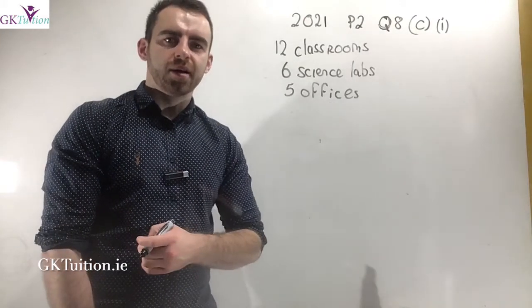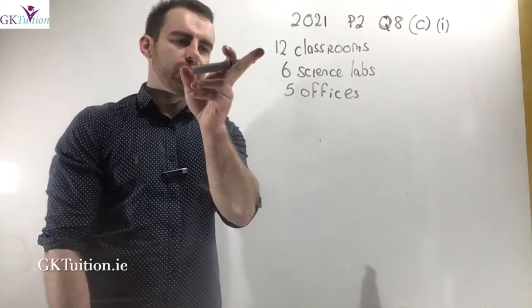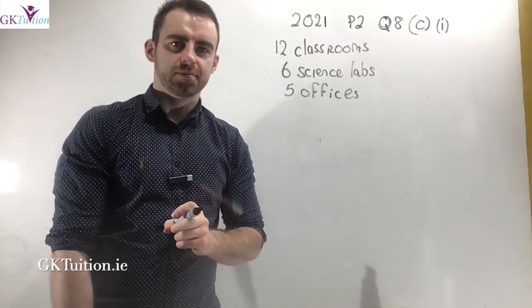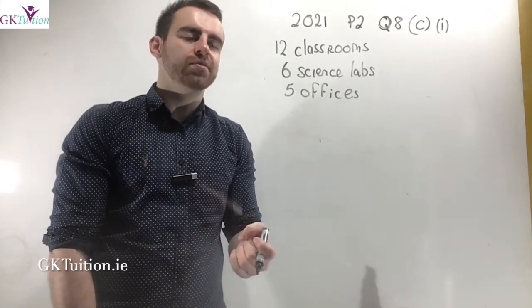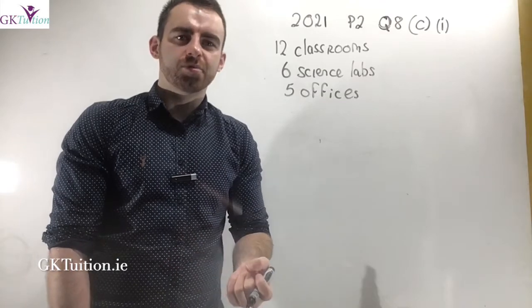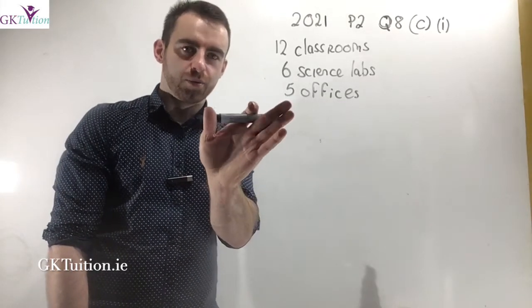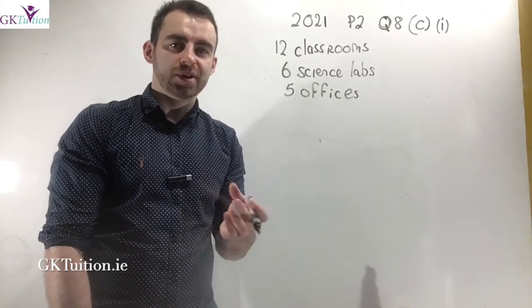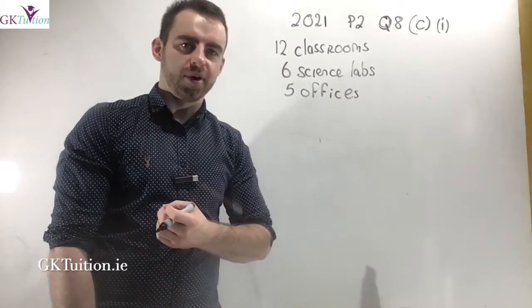In C part I of this question, we're told that we have 23 keys. 12 of them are for classrooms, 6 of them are for science labs, and 5 of them are for offices. We're asked, if we select four keys from the 23 keys, what is the probability that the fourth key is the first one that is for one of the offices? So in other words, the first 3 keys that we select are either for classrooms or science labs, and then the fourth one will be for an office.